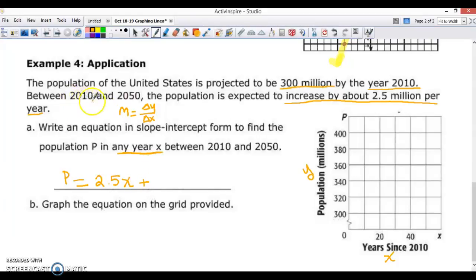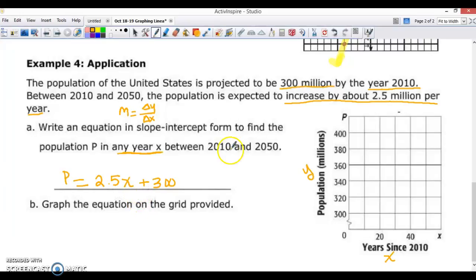Well, it started in 2010, and at 2010 the population was projected to be 300 million. So that's where you start from. You started at 300 and then it increases by that 2.5 million per year. Okay, if that makes sense.